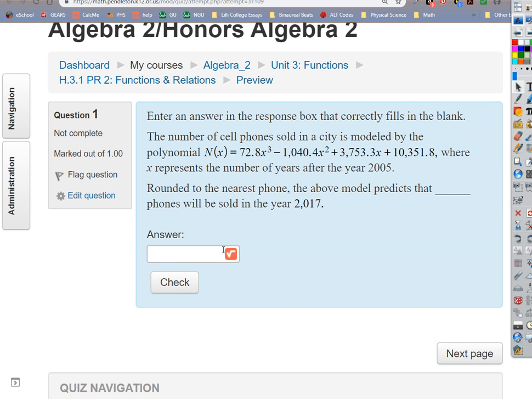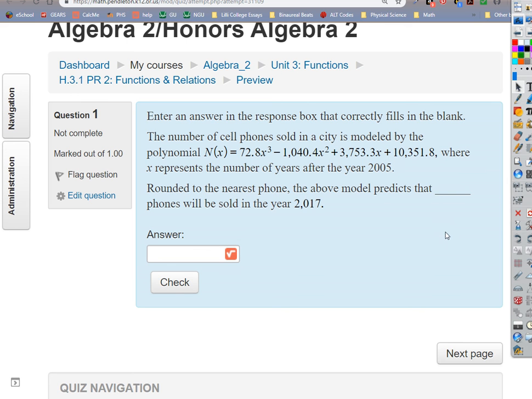So this is a polynomial model here that's telling us the number of cell phones sold in a city as a function of the year, where X represents the number of years after the year 2005. So for example, in 2005, what would X be? 0. Right. So that's the start of our measuring of the time periods. In 2011, X would be 6.